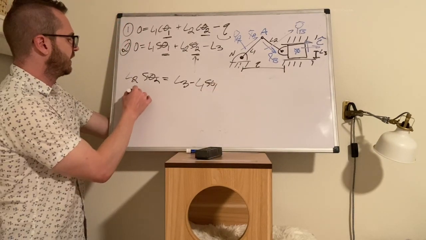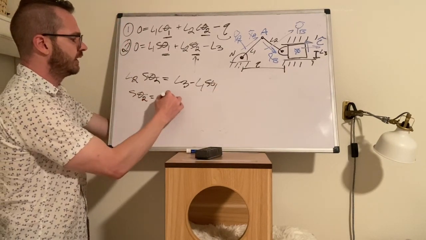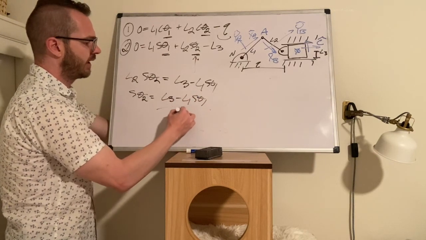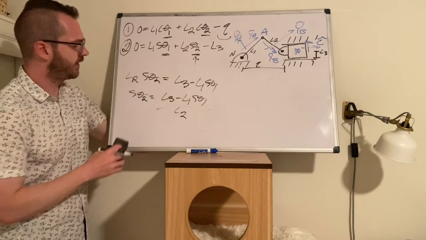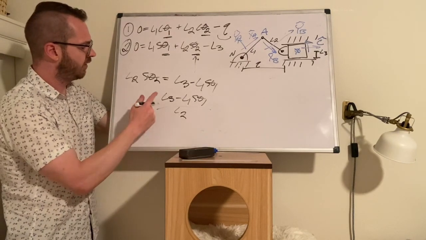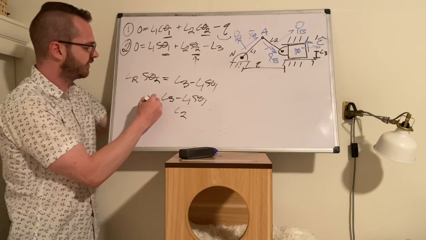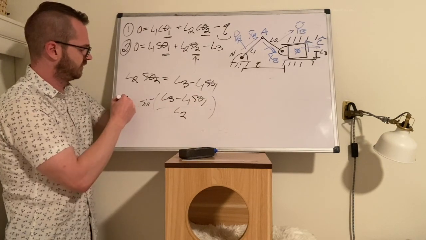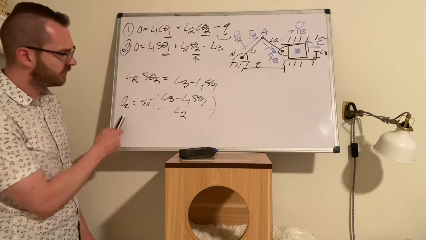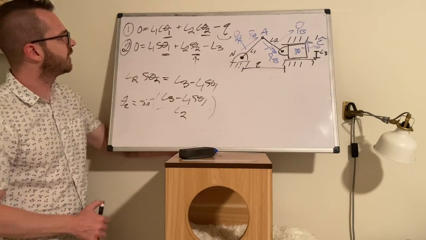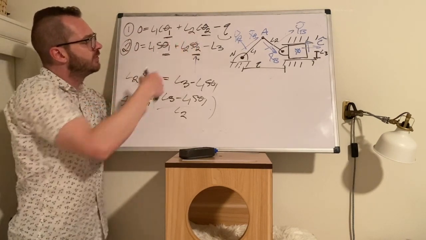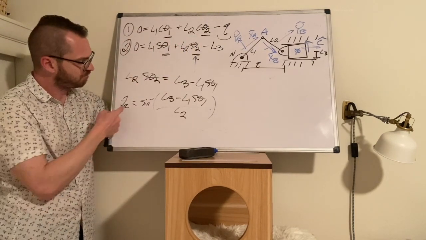That makes sine theta 2 equal to L3 minus L1 sine theta 1 divided by L2. So how do we get theta 2, you might ask? Some of you are going to say, oh, well, can't you just do sine inverse theta 2? There's a problem with doing this. And it's the same problem if you had used number 1. If you had used number 1, you'd be doing inverse cosine, right?